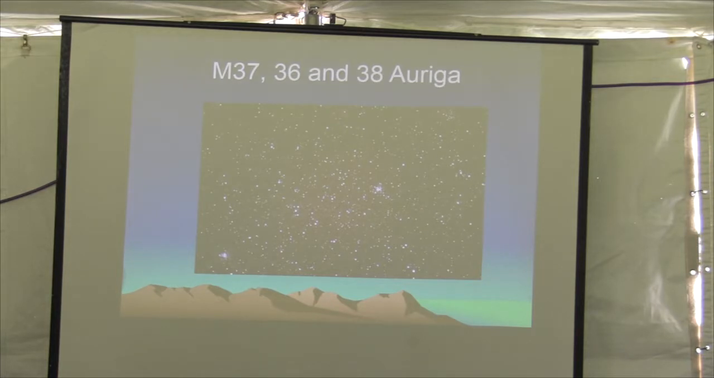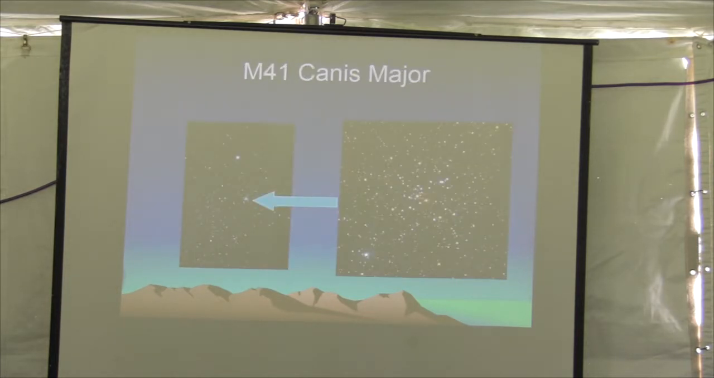So now we're going to go through a few more. Next, we have M41, which is in Canis Major, the big dog, which is immediately right next to the constellation Orion. This bright star here is the bright star Sirius, which is the brightest star in the night sky. All other objects that are brighter than Sirius are planets. And M41 is immediately, literally south of it.